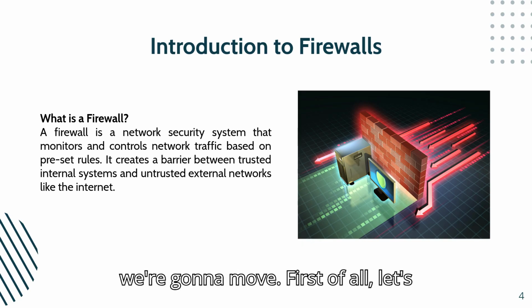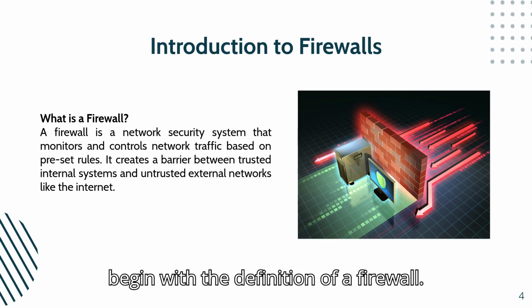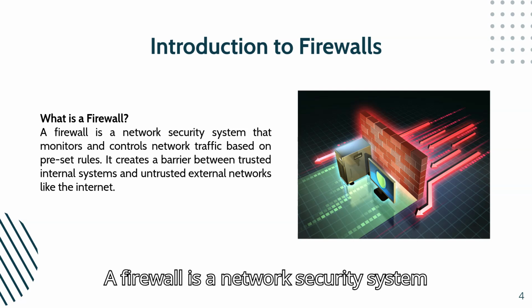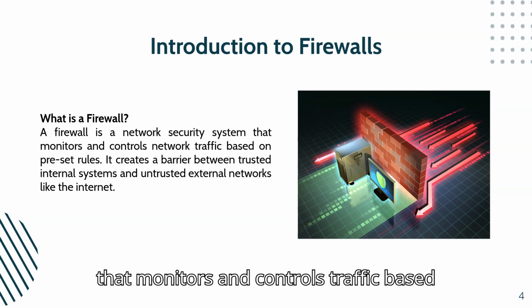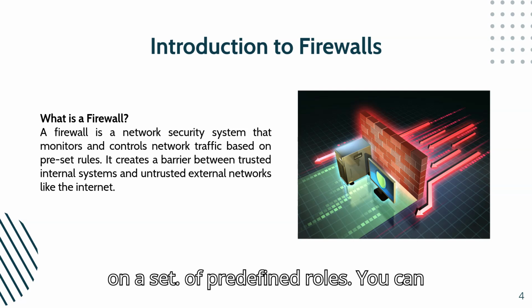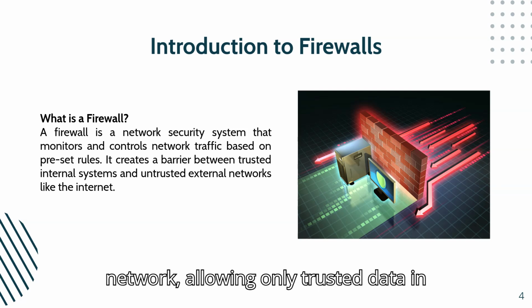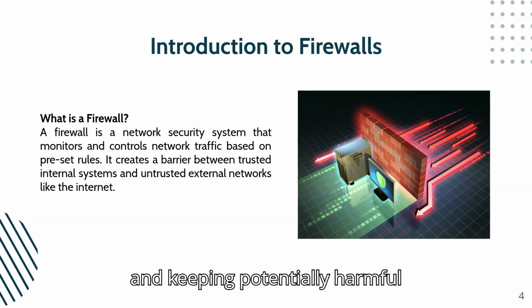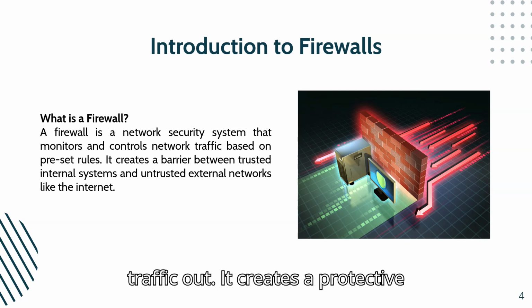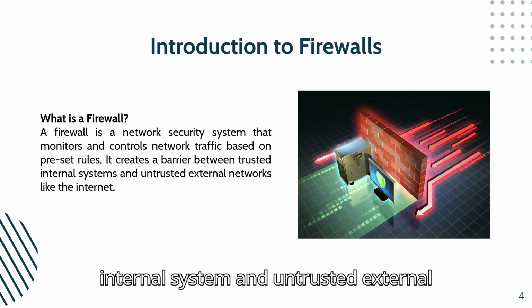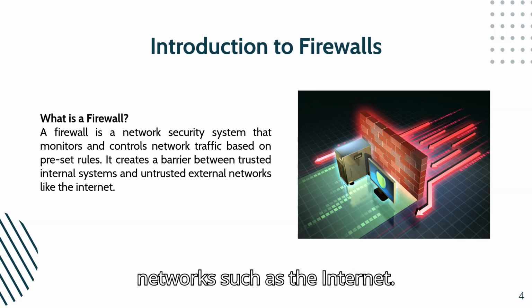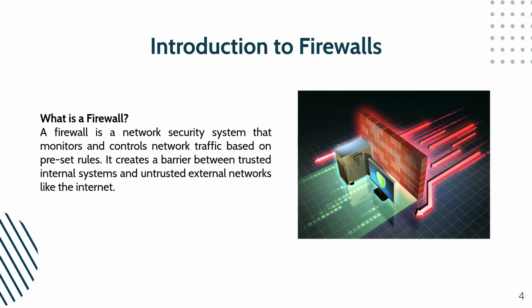So first of all, let's begin with the definition of a firewall. A firewall is a network security system that monitors and controls traffic based on a set of predefined rules. You can think of it as a gatekeeper for your network, allowing only trusted data in and keeping potentially harmful traffic out. It creates a protective barrier between trusted internal systems and untrusted external networks such as the internet.